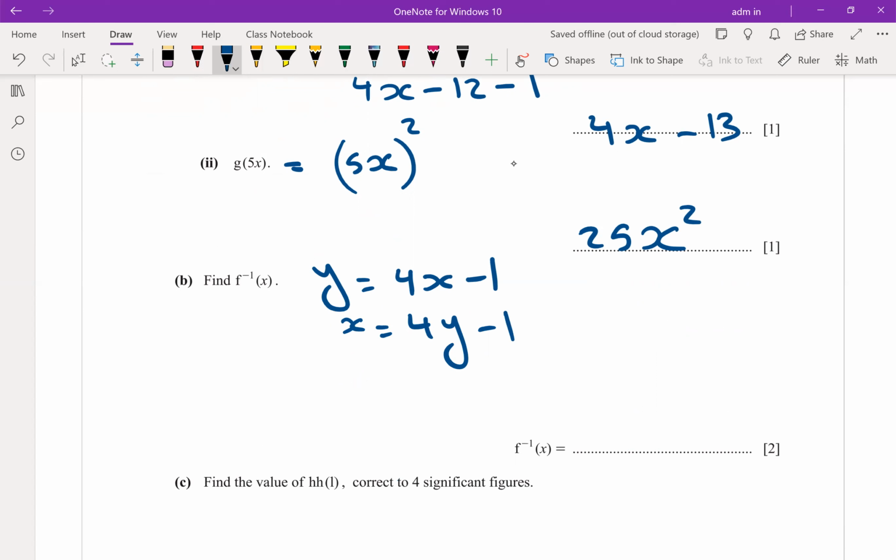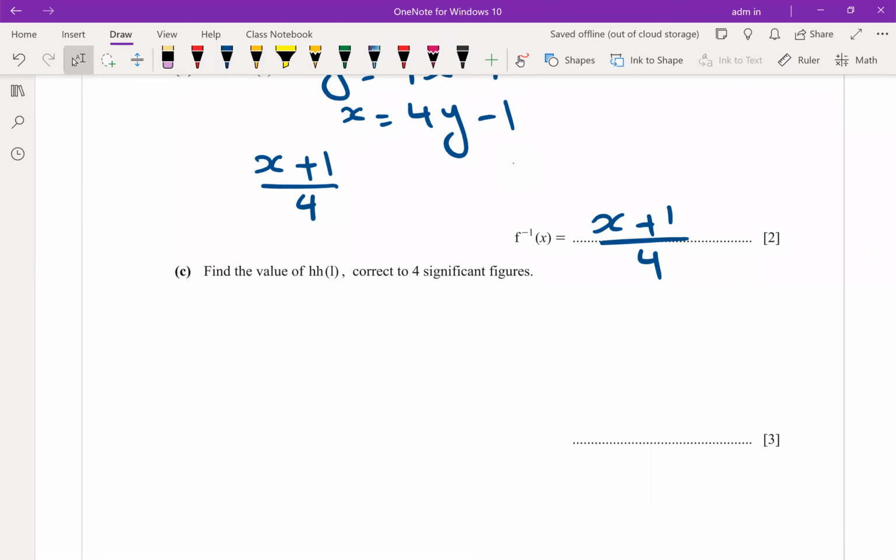Move -1 to the other side. Then divided by what? By 4. By moving -1 to the other side will be x plus 1, then divided by 4. So f inverse is x plus 1 divided all by 4. Clear?